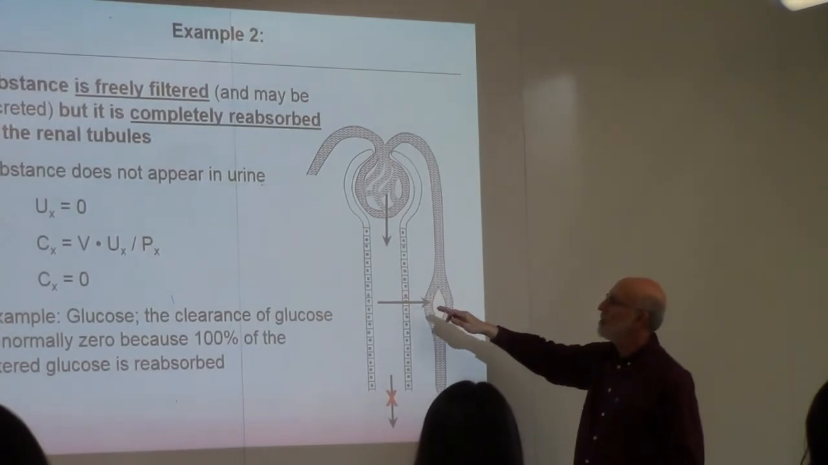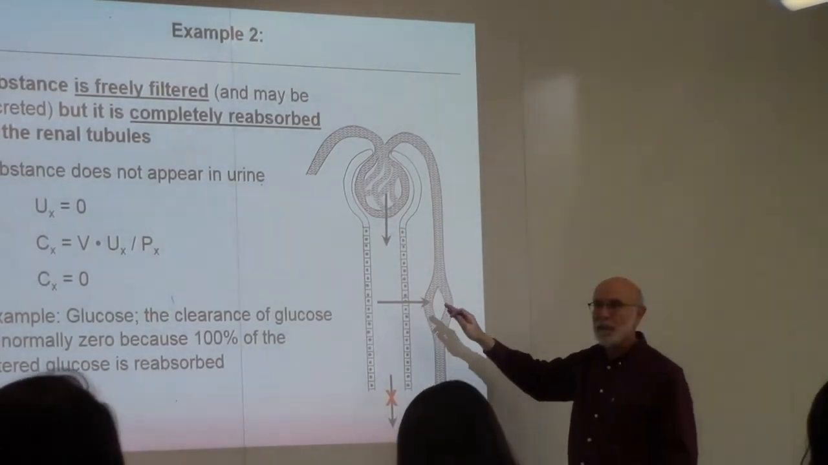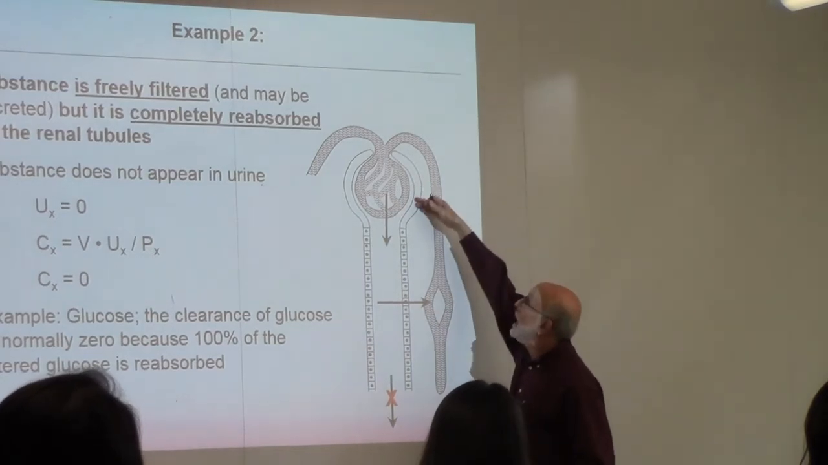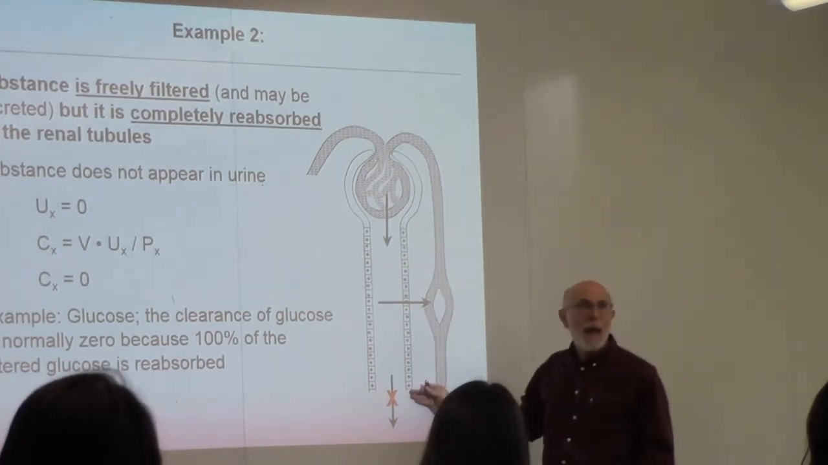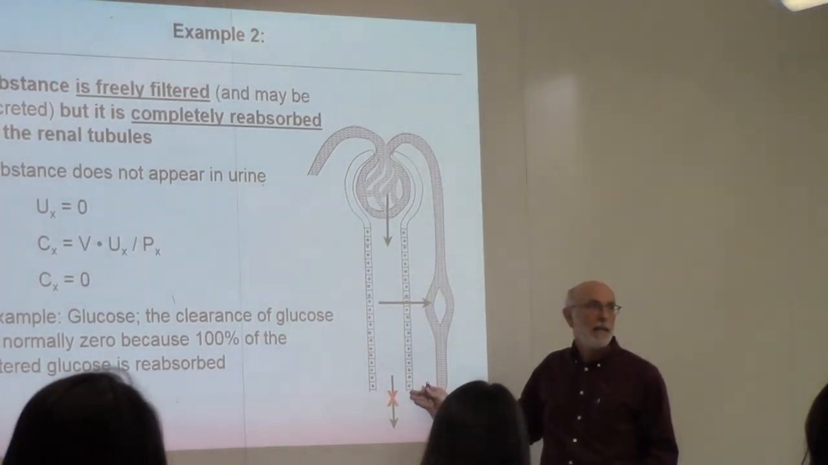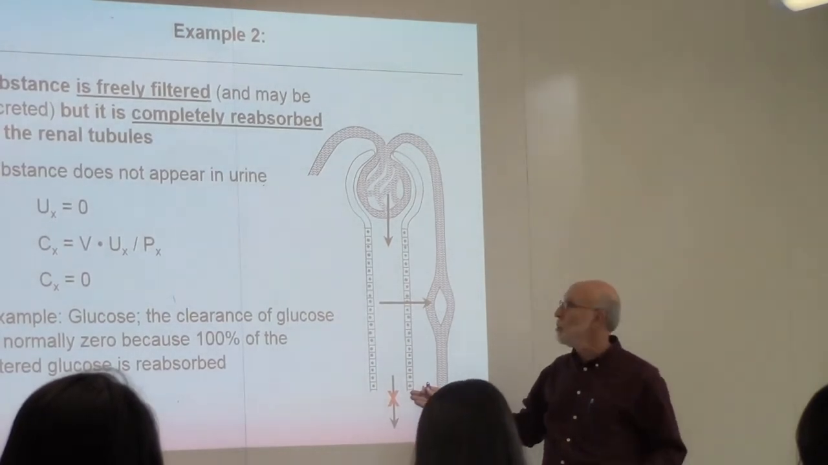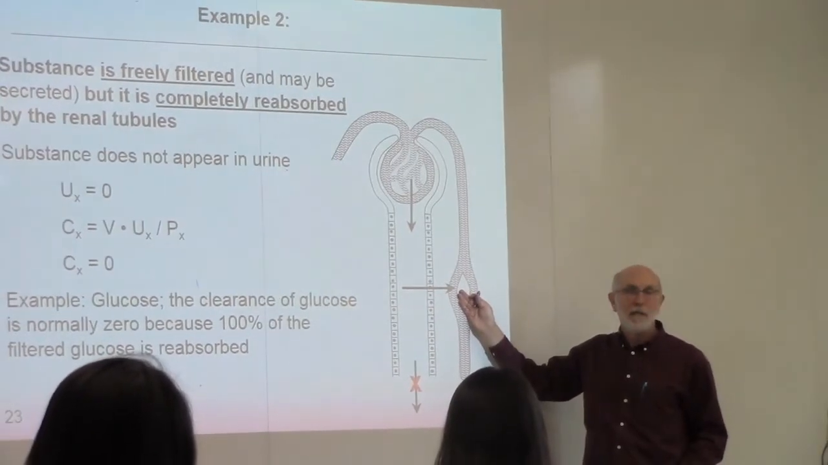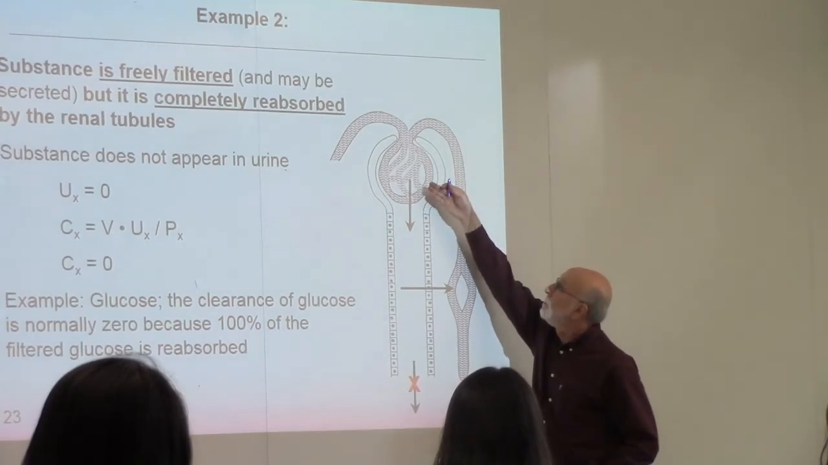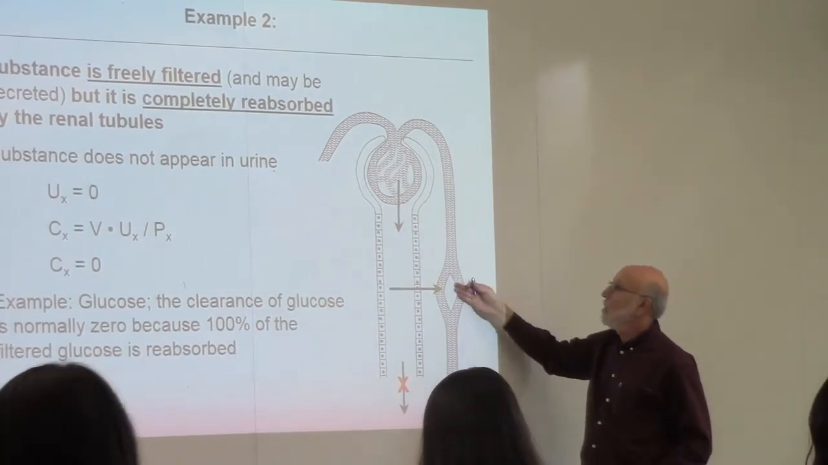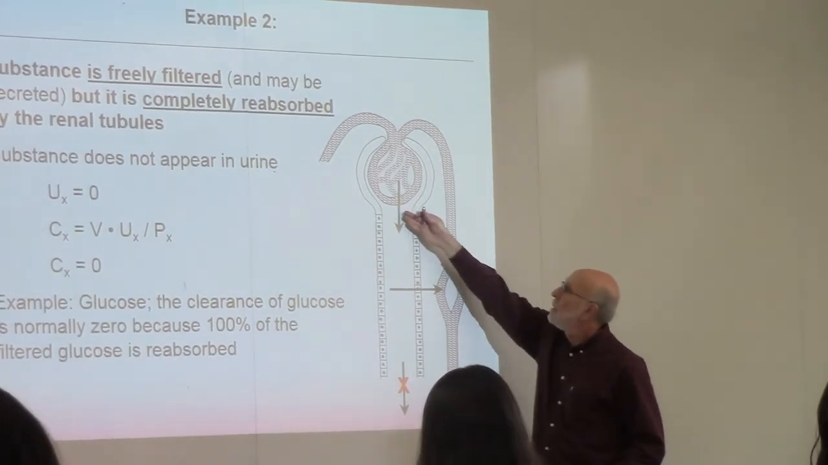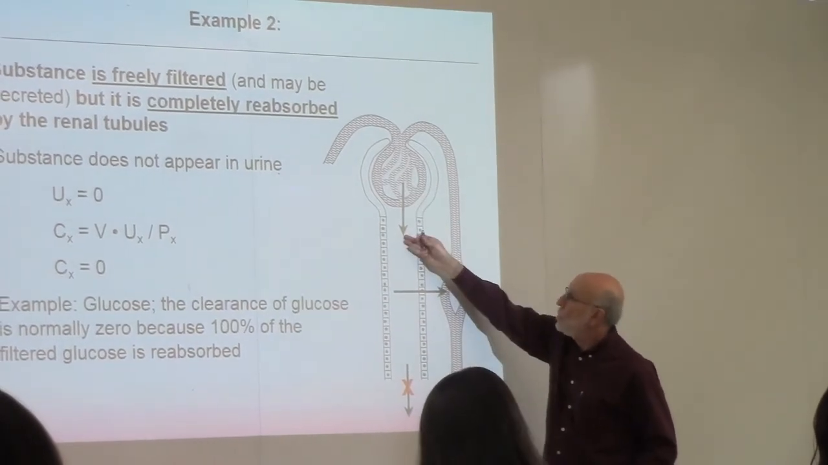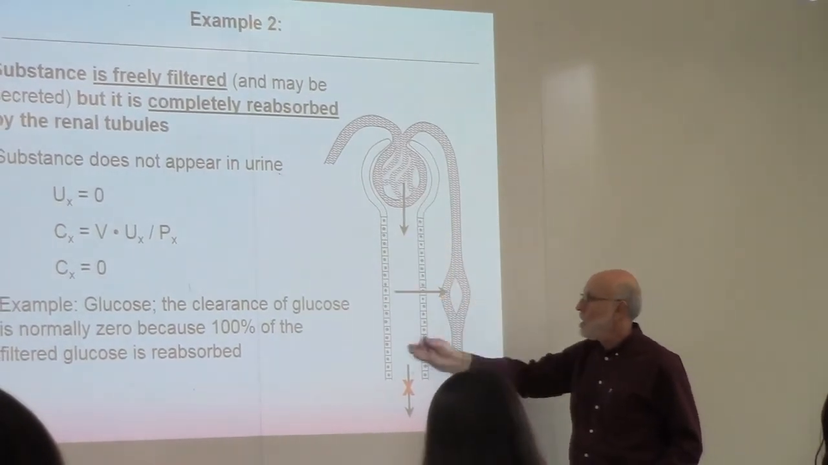Let's just get these. I'm sorry, I should have done this on the previous slide. This is the glomerular capillaries, Bowman's capsule, Bowman's space, epithelial cells lining the tubules, generic tubules, generic peritubular capillaries. That's what this is. Glomerular capillaries, peritubular capillaries, tubules. Freely filtered, completely reabsorbed, none of it is in urine.